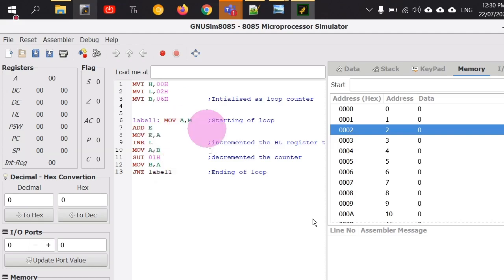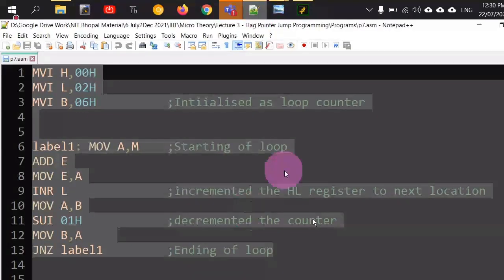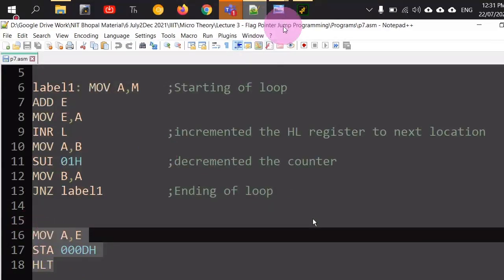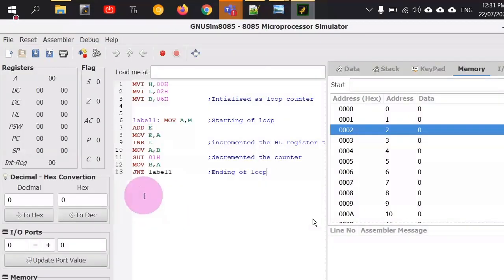So that way this operation will be done, and E will finally have the data, that is the addition of all of these. And you can write a few more lines to be able to store that to some other locations, right? Yeah, I have written those lines here. So in the last, you can just take these lines to store that result to some position this way. So at 000DH, I want to store my data. So I will copy it from E to A and then store it at 000DH.